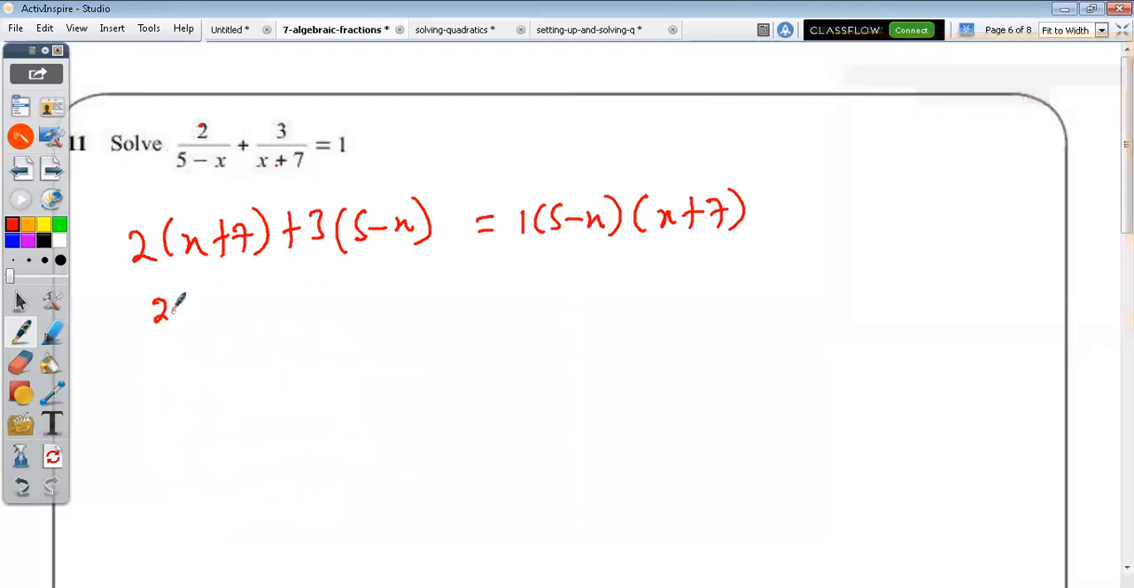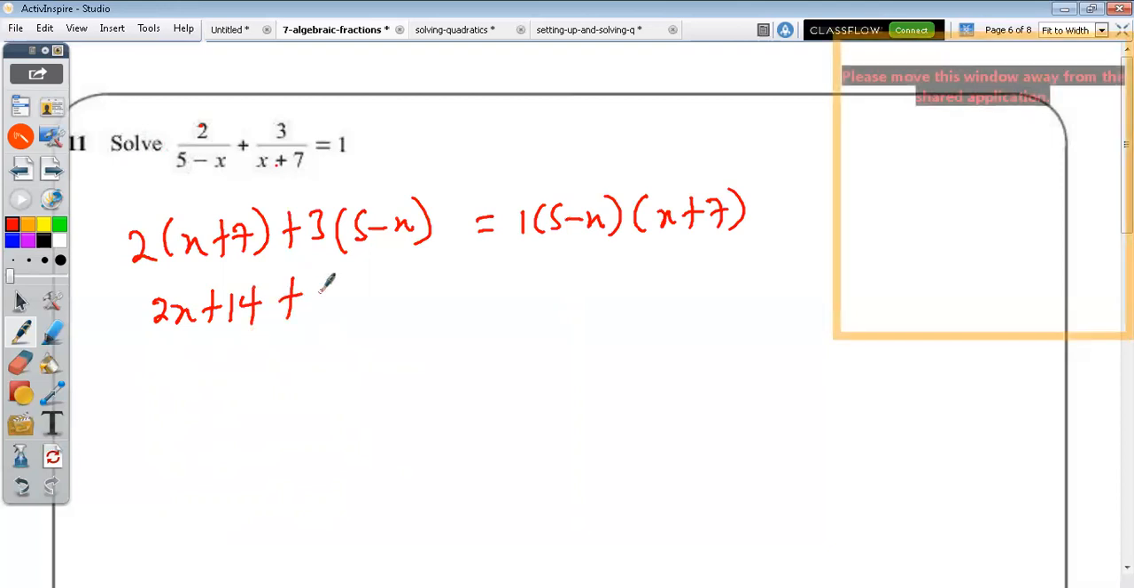Remove brackets, 2x plus 14 plus 15 minus 3x is equal to, can you see that we arrive at the same answer? Because anyway, I had grabbed that. So anyway, let's prove that.